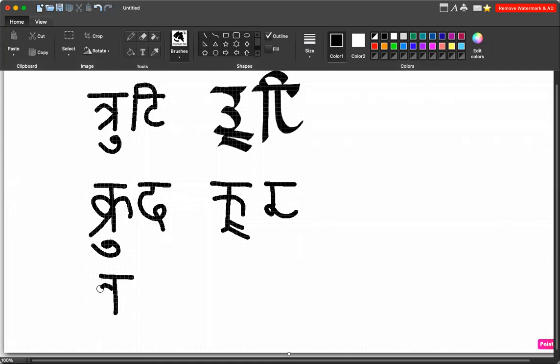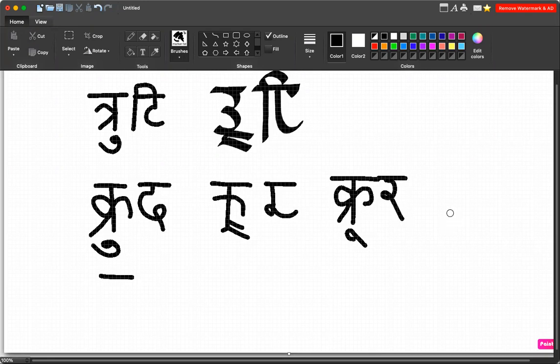Krur. Is my screen visible properly? Or if it's too blue, then I'll write it here. Yes. Maybe I'll just write it here. Okay. So if, for example, this is your Krur, right? Now this is another rule. Here what happens is that if R is being followed with the Dirg U, R remains the same.